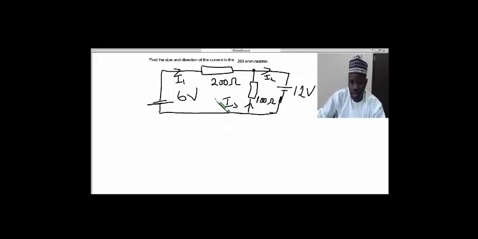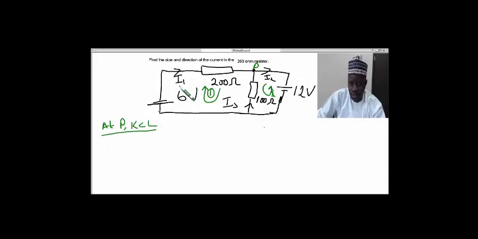So let me change the color. I can consider this as my loop 1, anti-clockwise, and in this case I want to choose this as my loop 2, which is anti-clockwise. Okay, so my junction here, let's call this junction P. At junction P, I can write my KCL, Kirchhoff's current law at P.